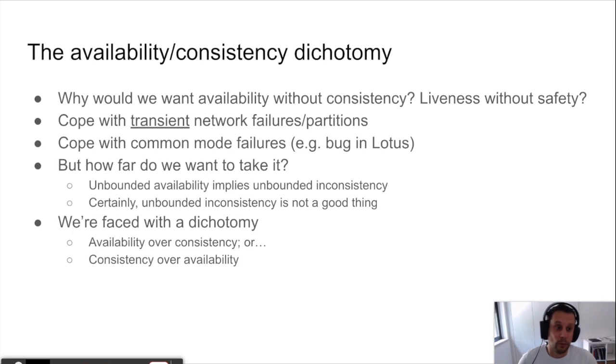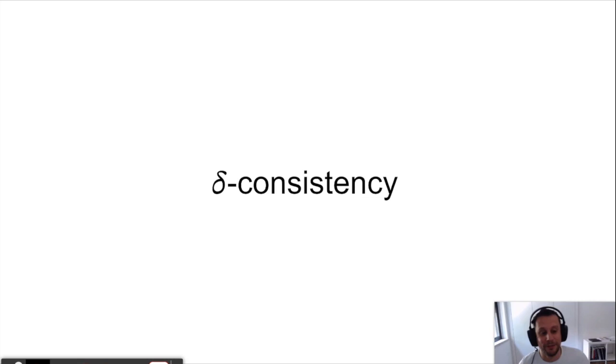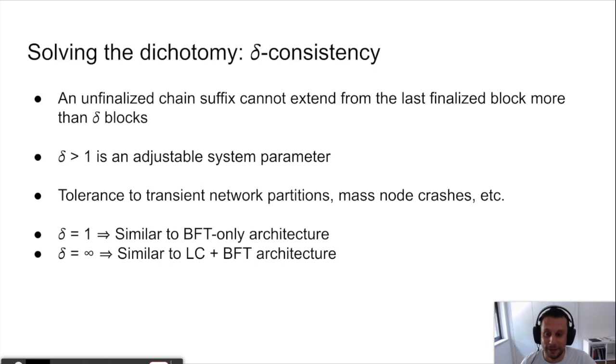So the question here is also, how far do you want to take it? Unbounded availability also means unbounded inconsistency. But this is not a good thing, right? If we let the chain be completely available, it might also be completely inconsistent over time if the synchrony assumptions do not hold. So we're faced with this dichotomy: we either choose availability over consistency or consistency over availability. To solve this dichotomy, we introduced this notion of delta consistency, which allows you to pick whatever point within the spectrum serves you best. The way this works is that we introduce a system parameter called delta, and we say that an unfinalized chain suffix cannot extend from the last finalized block by more than delta blocks.